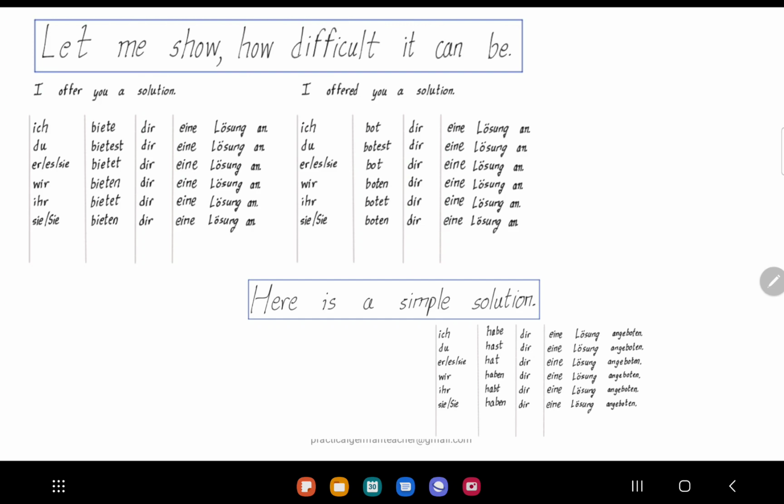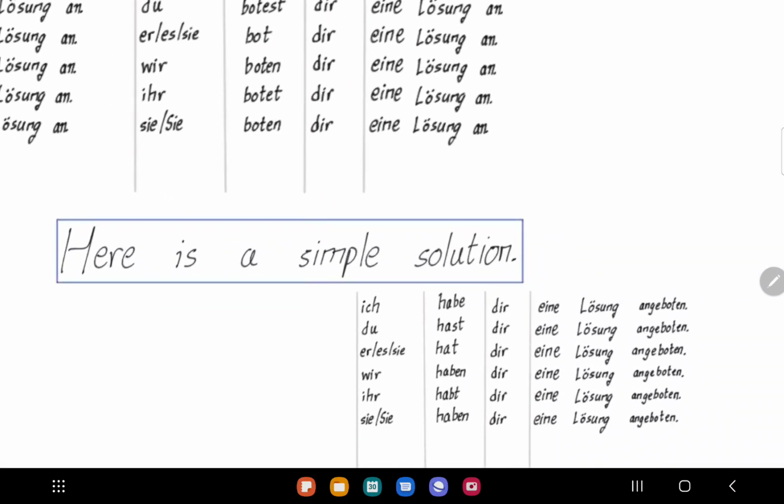So here's a simple solution. What you have to do is, let me zoom in. If you notice what is happening here, now you have something like angeboten. It sounds like a different variation of anbieten, but you have it for all the sentences, right? You are still saying I offered you a solution, right? In past tense you are saying angeboten. So you have the same thing everywhere at the last position.